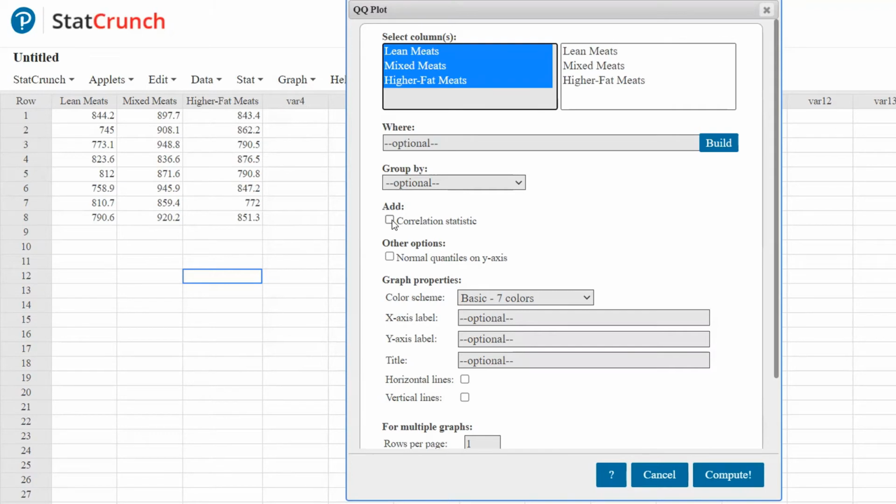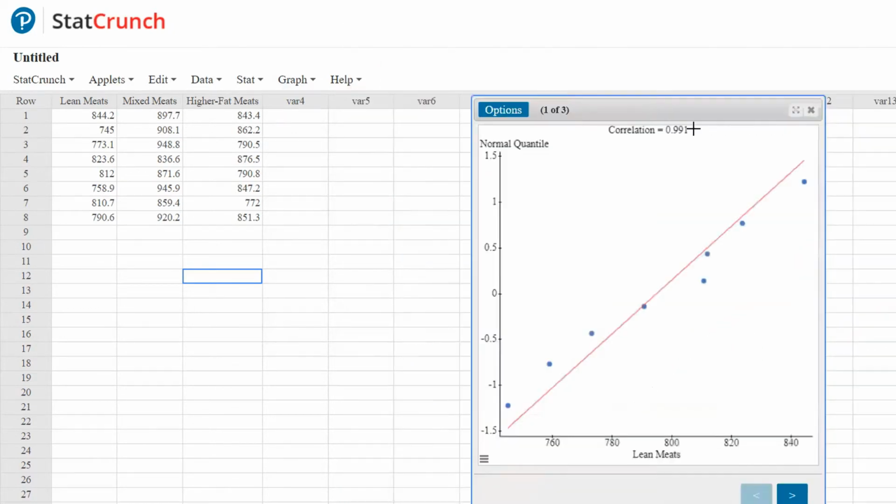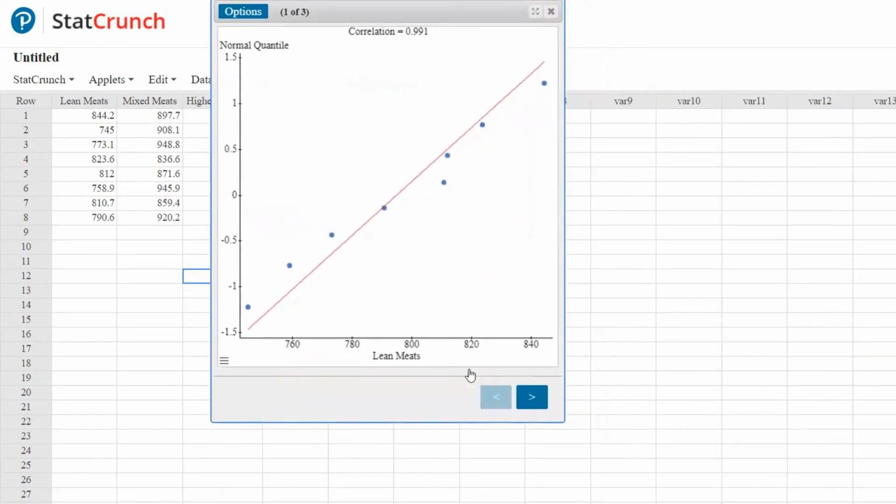I want to calculate the correlation statistic because I'm going to compare that in just a minute to the critical value. And I want the normal quantiles to be on the y-axis. So if I say compute, the first graph that I have right here is for the lean meats data. And so I can see that that is somewhat linear. We have a correlation coefficient of 0.991. And I'm going to write that down on my paper, which I'll show you in just a second.